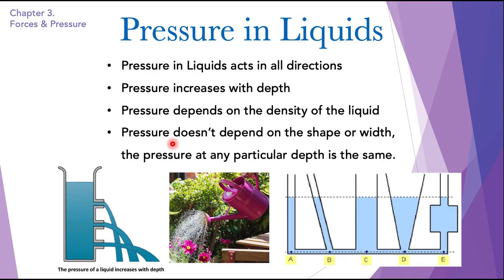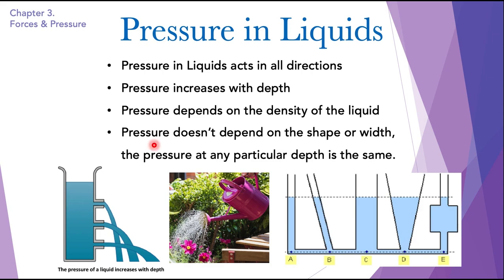Fourth point is that pressure doesn't depend on the shape or width. The pressure at any particular depth is the same. So as you can see, we have different shapes of objects, but the pressure of the liquid at any point in these blocks would be the same in each one of them. If it's 2 pascals over here, then it would be the same in every one. It would be 2 pascals over here, and all of them would have the maximum pressure at this point. So pressure does not depend on the shape or width of a container.